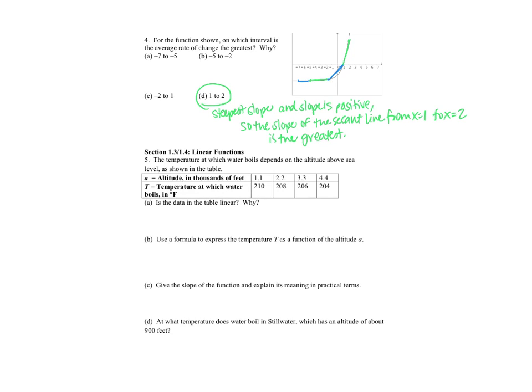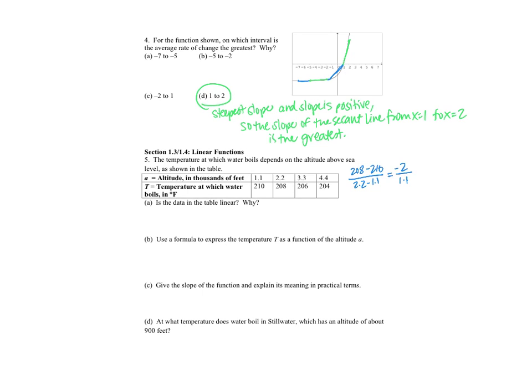Okay, so the next one, I have this table that tells me the temperature at which water boils. It's depending on the altitude above sea level. So the first question asks, is the data in the table linear? And so to answer that question, I want to look at the average rate of change for each of these intervals. And so I'm going to start with the interval from 1.1 to 2.2, and I can compute the average rate of change. I can do 208 minus 210 over 2.2 minus 1.1, and I get the average rate of change is negative 2 over 1.1, whatever that is.